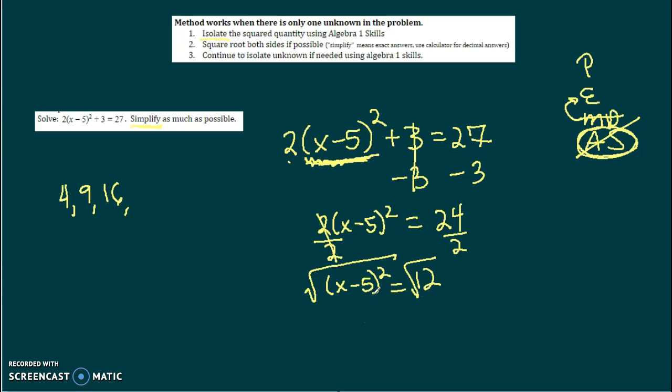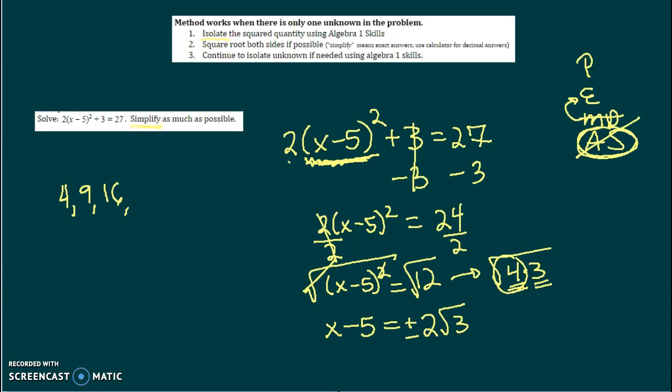So what happens next? The square and the square root cancel, and now there's no need for the parentheses. They're gone because they were only there because of the squared. And this 12, I'm going to think of it as 4 times 3, a perfect square times whatever's left. I'll square root the part I can, so I'll have a 2 root 3. But I also have to remember that there's 2 numbers that can multiply by themselves to give positive 12. It can be the positive version of this or the negative version of this.